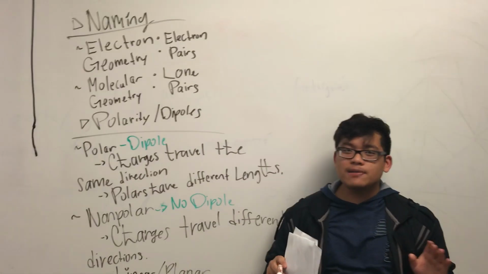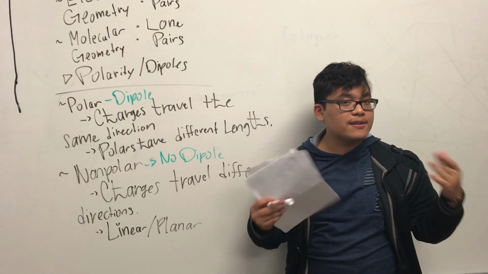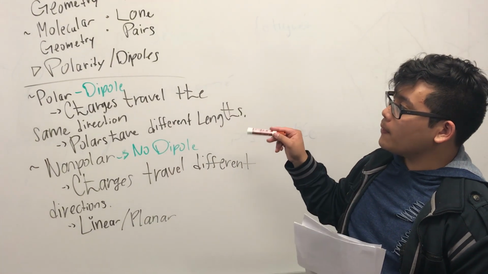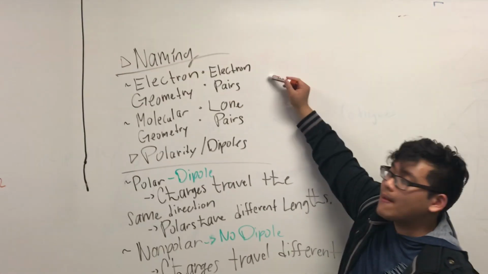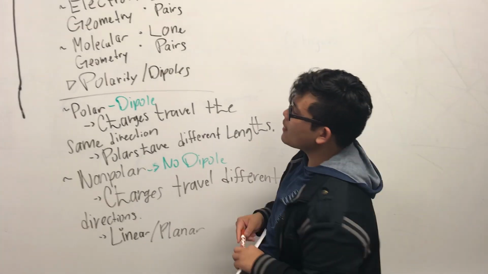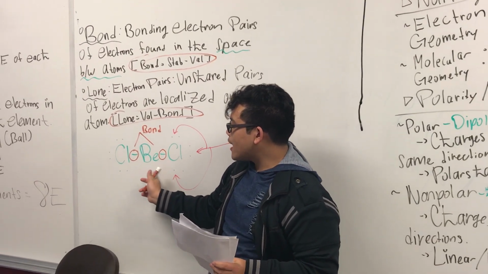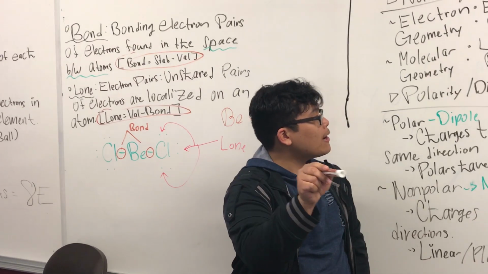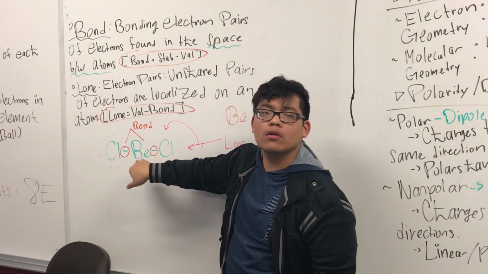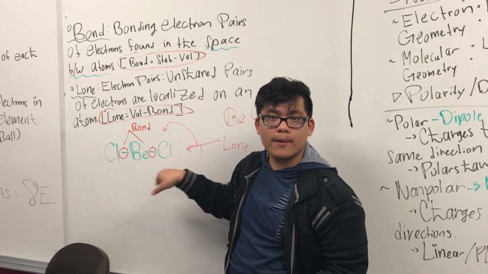Basically, molecular geometry is more like giving it a specific name, because a lot of the formulas can have the same electron geometry but different molecular geometry. So if we look at this, how many lone pairs does this element have? When you look at lone pairs and electron geometry, you can only look at the middle element. So right now, Be has no lone pairs.